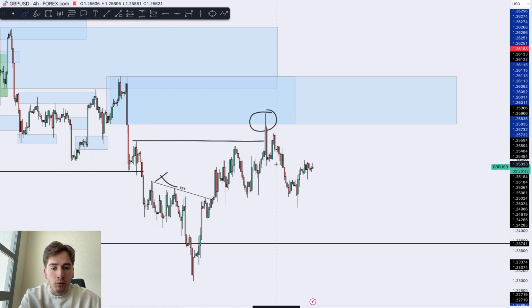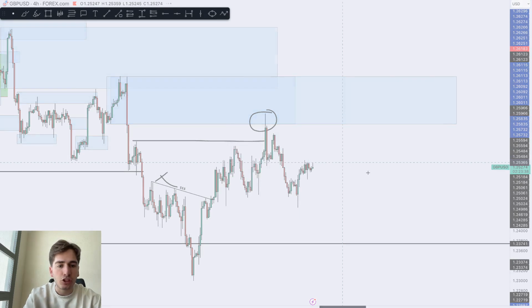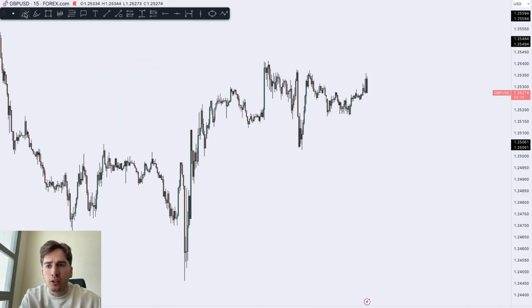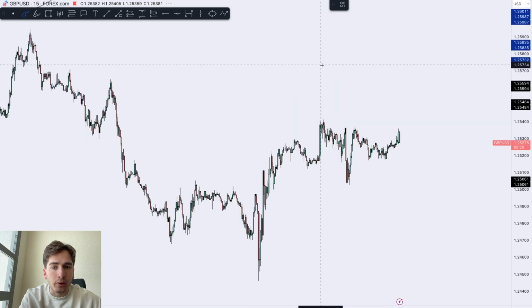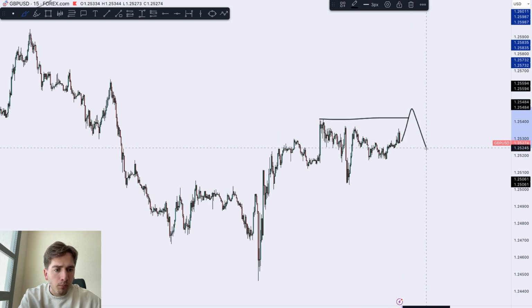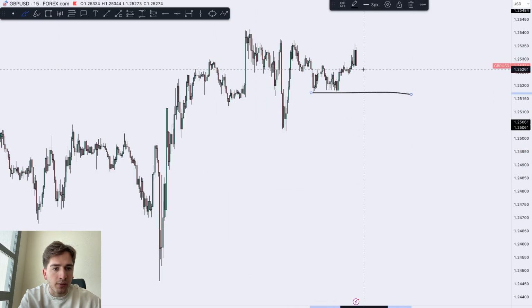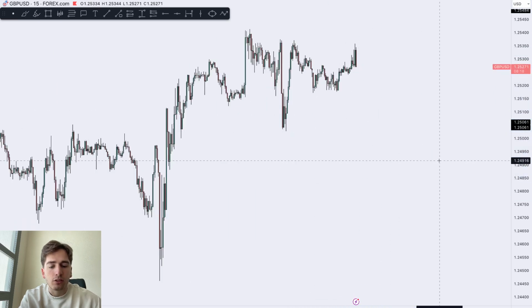So what I'm now looking for is a further short from this area of supply, but we need to see a shift on the 15-minute time frame. As we can see, the 15-minute is still consolidating. So let's just wait and see what happens once we start either grabbing liquidity real quick above this swing high over here, and then we look for that further downside movement, or if we start breaking structure over here, I'm also happy to look for that short.